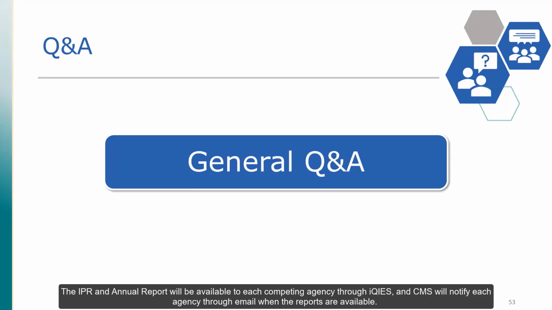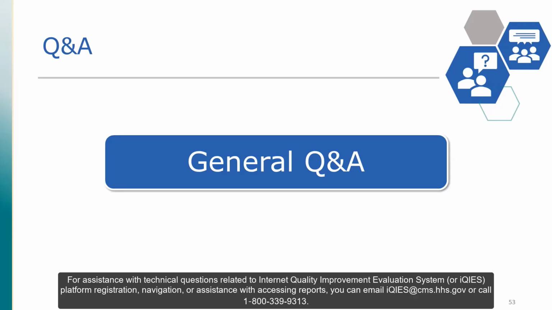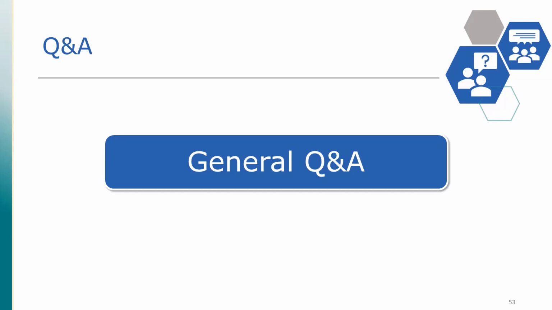The IPR and annual reports will be available to each competing agency through iQIES, and CMS will notify each agency through email when the reports are available. For assistance with technical questions related to Internet Quality Improvement Evaluation System, or iQIES, platform registration, navigation, or assistance with accessing reports, you can email iqies@cms.hhs.gov or call 1-800-339-9313.